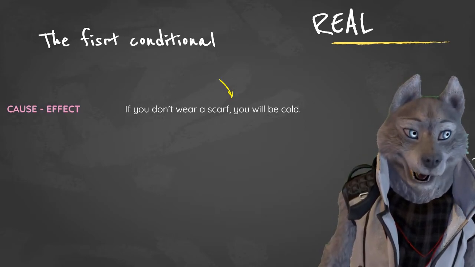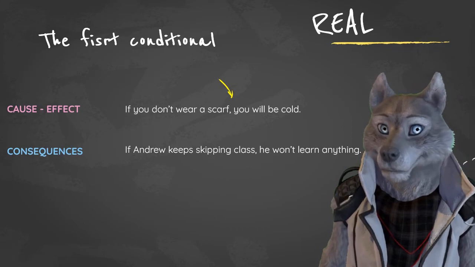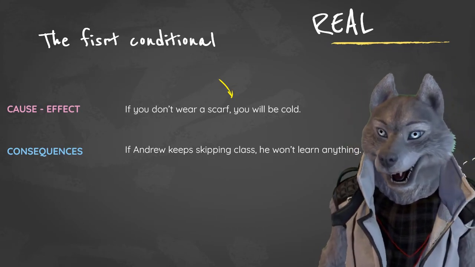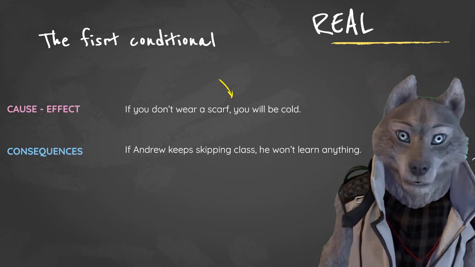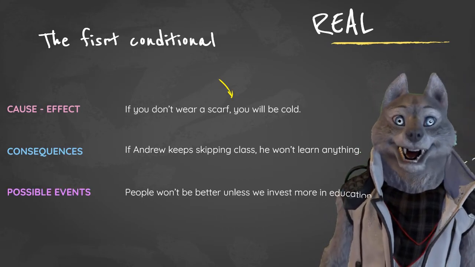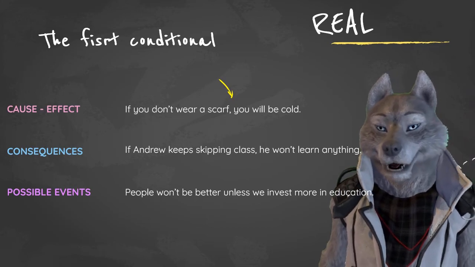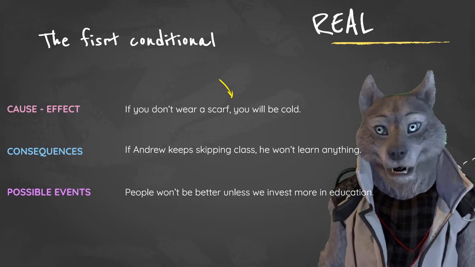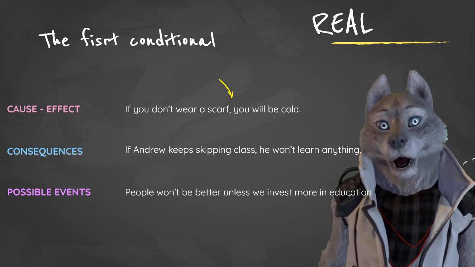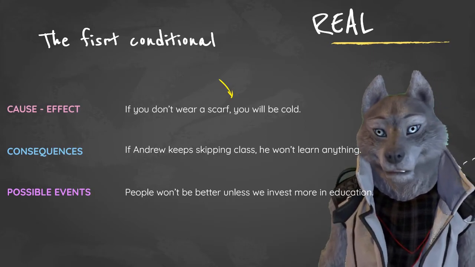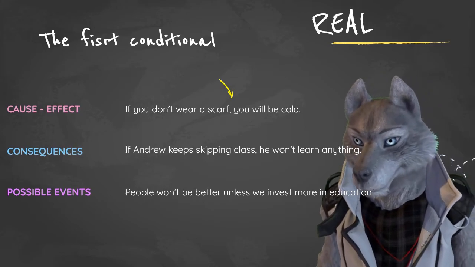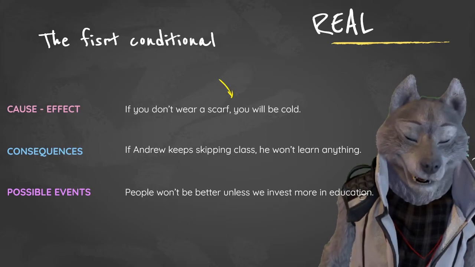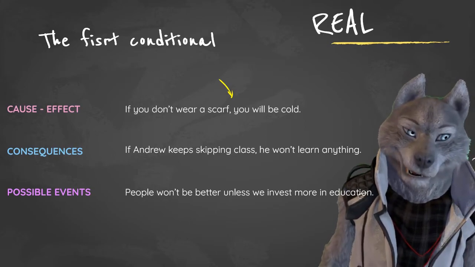Another use that we have here is to show the consequences. Pretty similar to the last one, but it's another way to say cause and effect. Consequences. If Andrew keeps skipping class, he won't learn a thing. Poor Andrew. Okay, so that's a consequence. But that's not the only thing we can express. We can actually express possible events based on the present. So, people won't be better unless we invest more in education. You see what I did here? Yeah, I'm gonna explain that later.